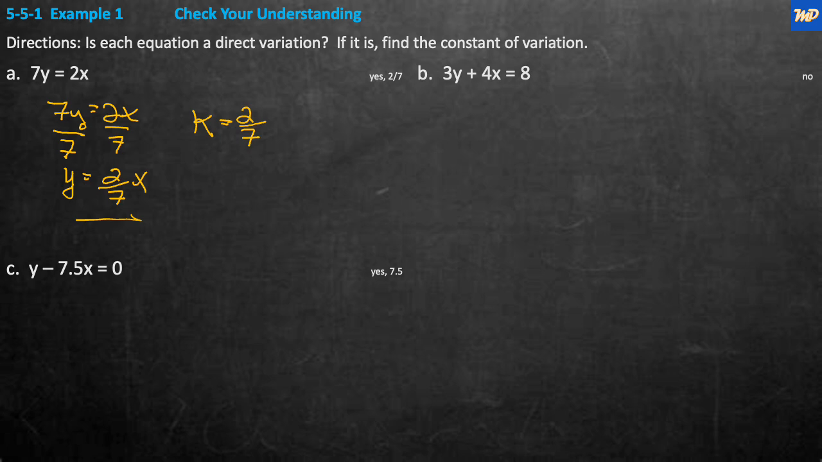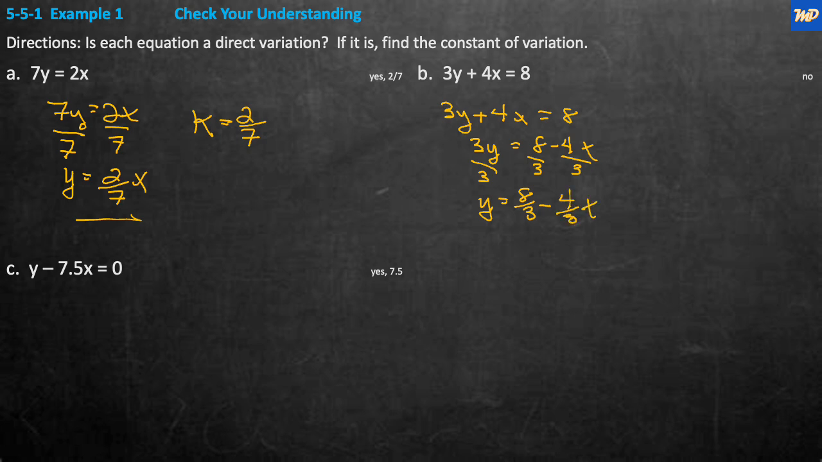How about b here? It says 3y plus 4x is equal to 8. Again, solving for y, we're going to subtract 4x from both sides. We're going to have 3y is equal to 8 minus 4x. And we're going to divide both sides by 3 because we want to get the y by itself. So we divide the 8 by 3 and the negative 4x by 3, and we get y is equal to 8/3 minus 4/3 x.